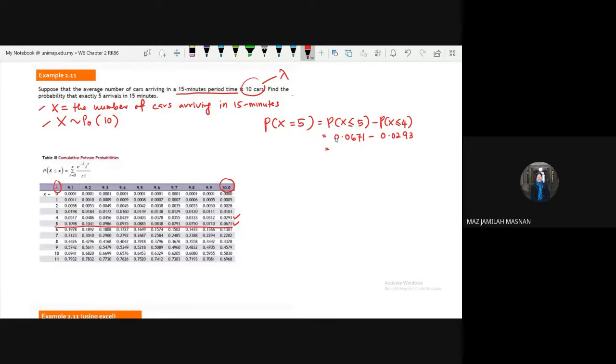If you deduct this, you will get 0.0378. Or if you want to use your formula, P(X equals 5) is equal to e to the power of negative 10, times 10 to the power of 5, divided by 5 factorial. Can you do that calculation, class? Definitely, as given in your textbook, it will be 0.0378.